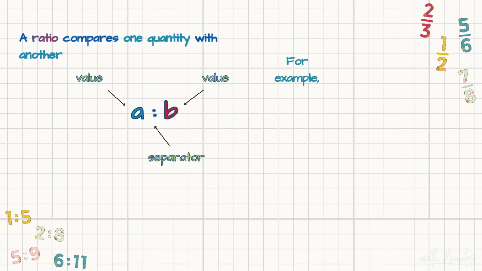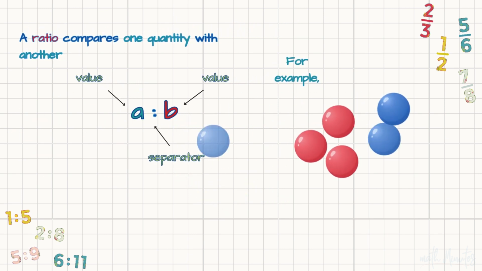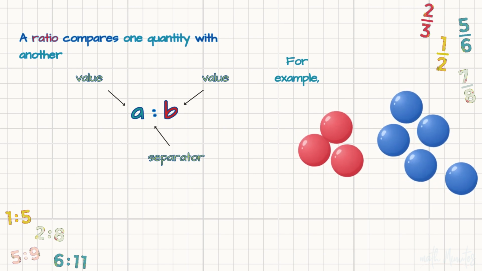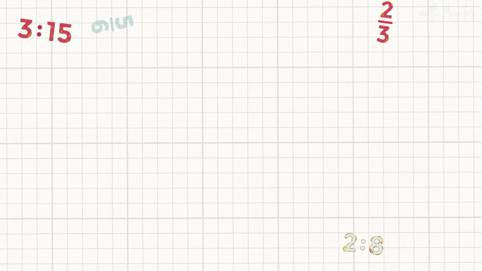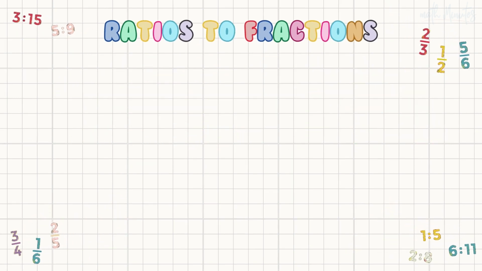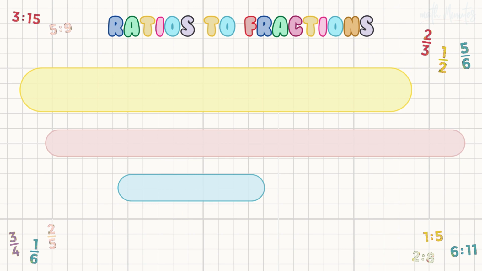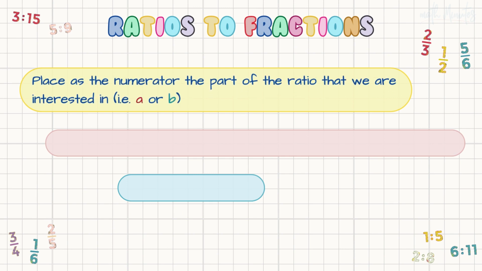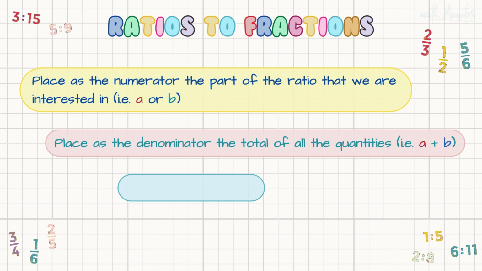For example, if we have 3 red balls and 5 blue balls, the ratio of red to blue balls is 3 to 5. Now, let's convert these ratios into fractions. We can find the fraction of one quantity out of the total of all the quantities. To do so, we place as the numerator the part of the ratio that we are interested in. So, whether it is A or B. Then, for the denominator, we add up all the quantities for the total, A plus B. Finally, we simplify the fraction if we need to.